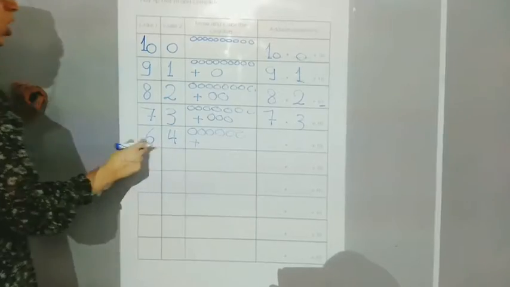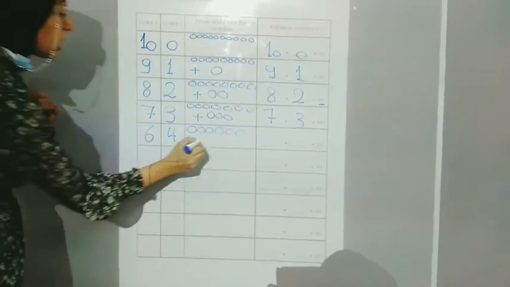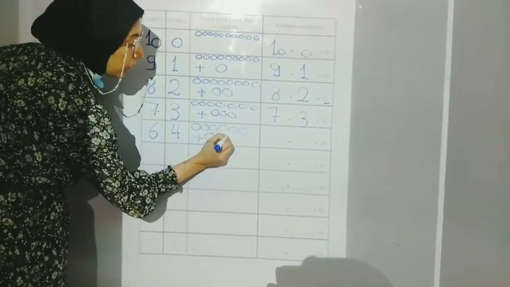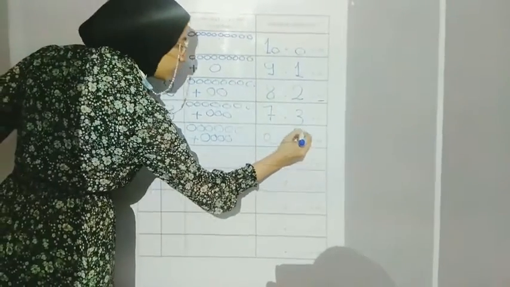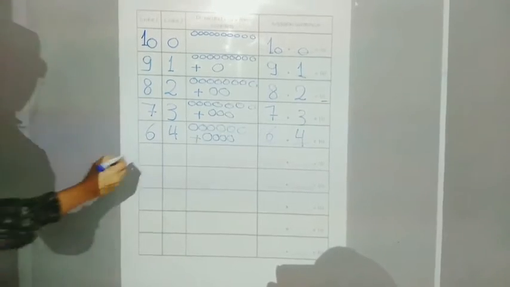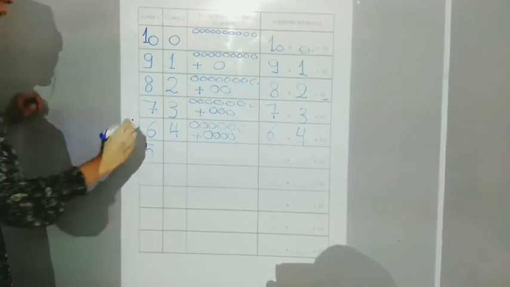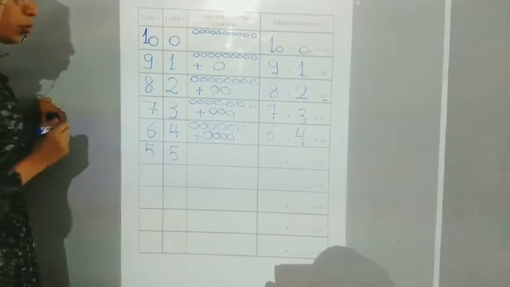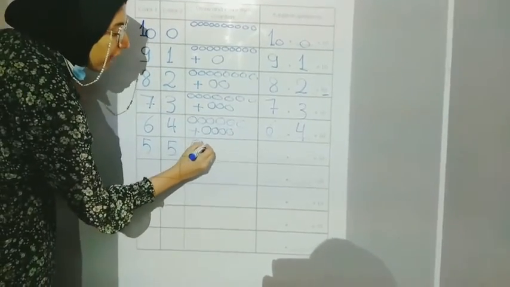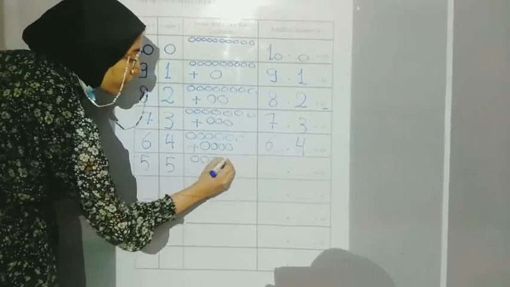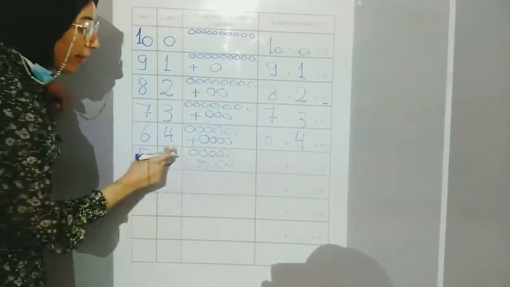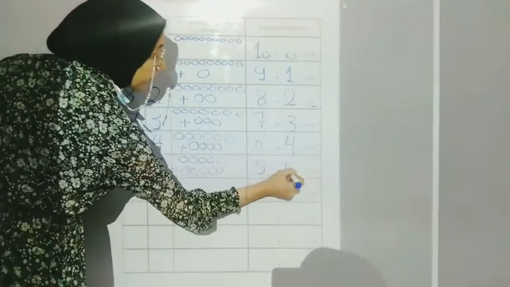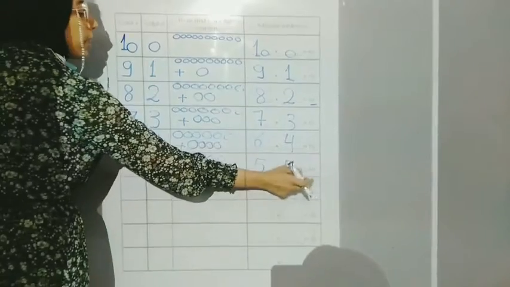Plus how many are blue? I have 4 poles. So I write them, 1, 2, 3, 4. Count all of them together. 6 plus 4 will give you 10. Next one. Here I have 5 poles that are red and 5 poles that are blue. So when I add, I have 1, 2, 3, 4, 5 plus 1, 2, 3, 4, 5. Those are red and those are blue. Okay? Here I have 5 plus 5. Count all of them together, it will give me 10.